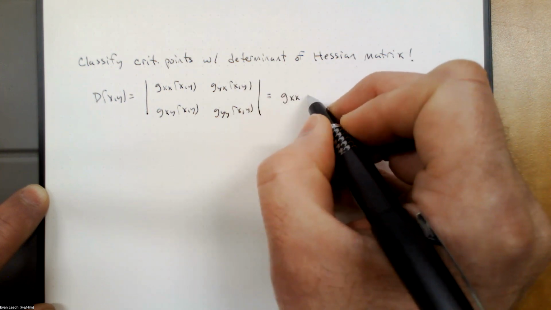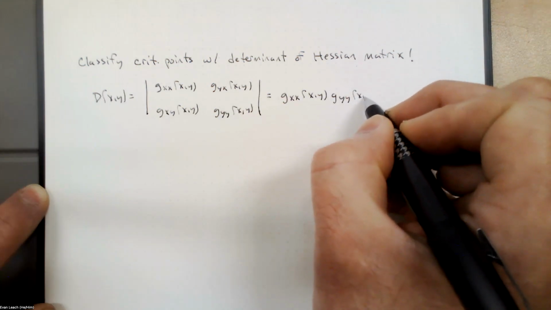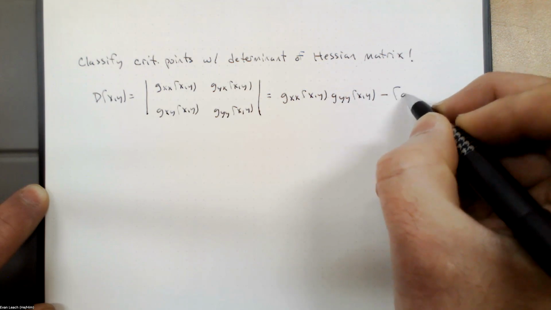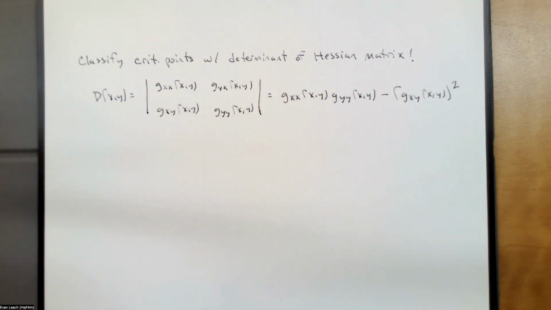I'm going to drop the XY. It's just too much. Here's why I had to point out that they were going to be the same. So we're going to do gxx times gyy minus gxy squared. Gxy squared is just gxy times gyx. They're the same, so we're just going to square the first one.